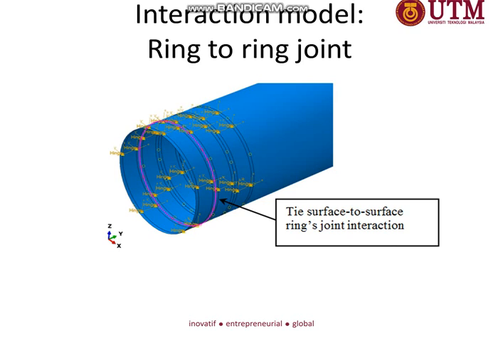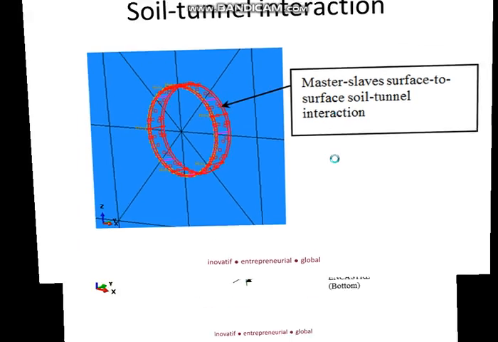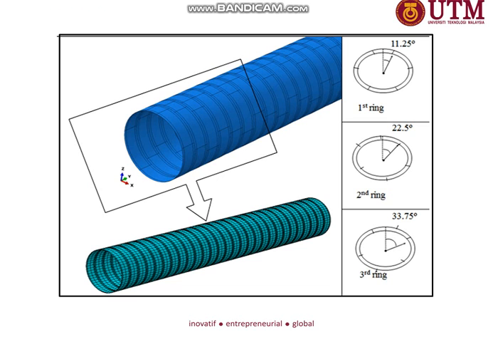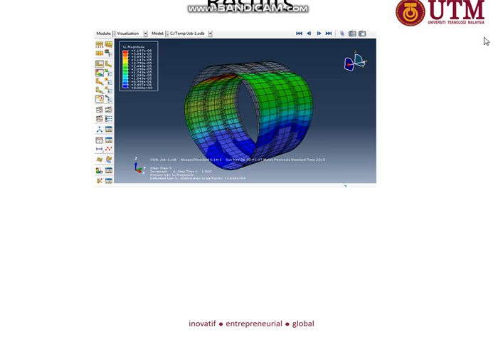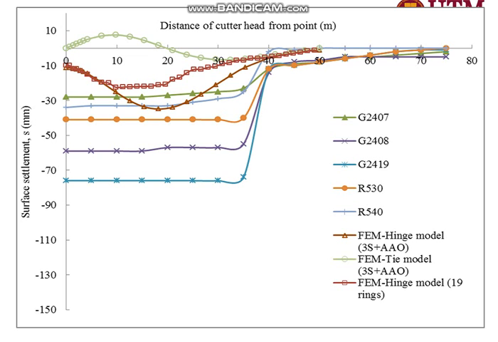Another one is the ring to ring joint, and the last and important one is the soil tunnel interaction, the master slave surface to surface soil tunnel interaction model. I also carried out another soil block model, a simplified one, with 4 layers only compared to 7 layers earlier, with 19 rings, not the all at once method but the standalone ring method. The results show, of course, that the crown of the tunnel lining is distorted quite badly, and the ground surface is also affected over a large area due to the tunnel excavation.